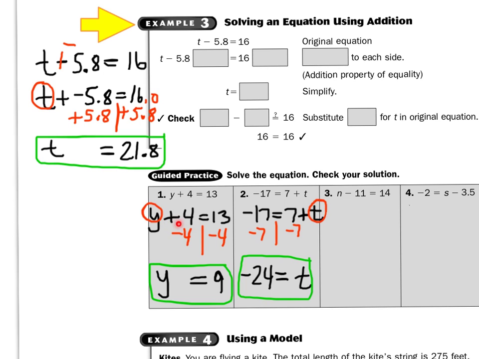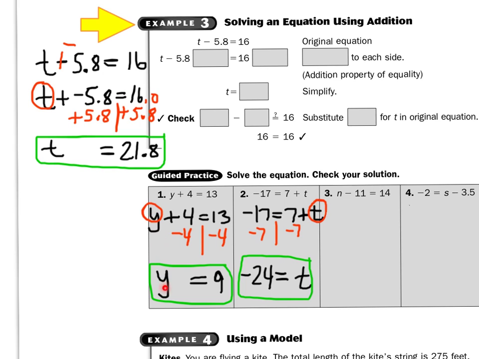So the only way I can get rid of adding 4 is to subtract 4. Or you can think of it as adding a negative 4. It means the same thing. So whatever I do on one side, subtracting 4, I'm going to copy on the other side of the wall, subtracting 4, and now I just simplify straight down.